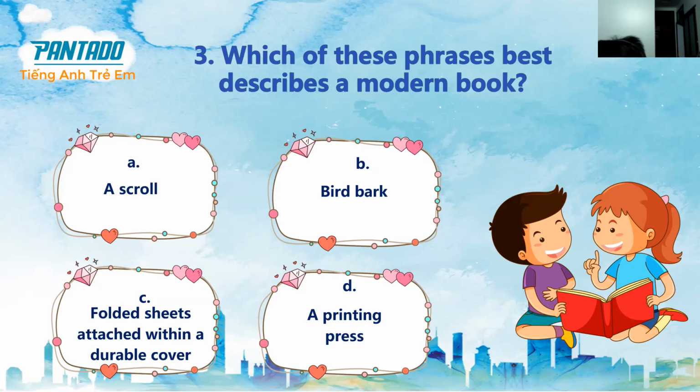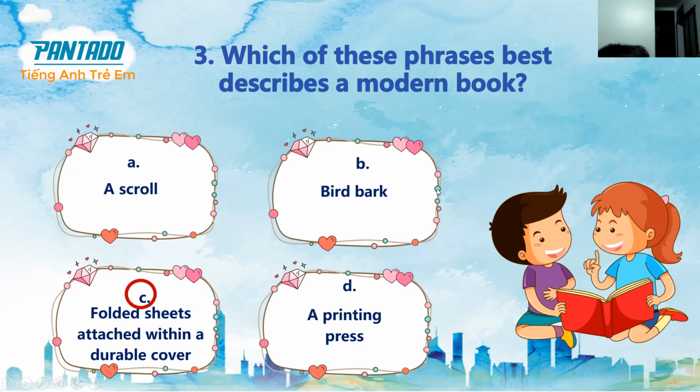Describe the modern book. A printing press? No, it's letter C: folded sheets attached within a durable cover. Okay, that is our book, the book that we are using now.